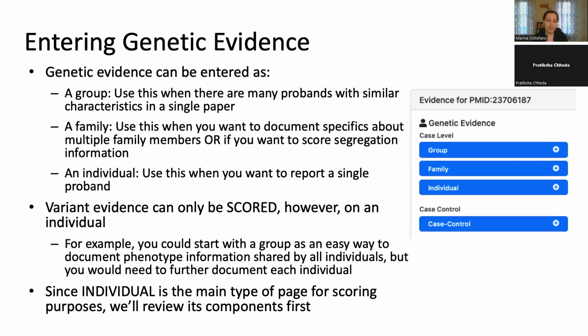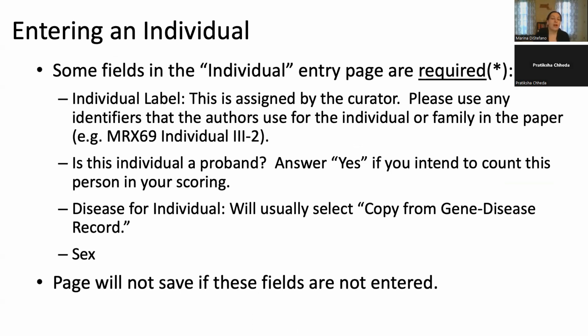Since individual is the main type of page for scoring purposes, we'll review its components first, because the other tabs have very similar information. So for entering an individual, some fields are required. So the label is required. And you really need to use identifiers that will help you remember what individual that was. And you also want to use identifiers that are different across papers, because if you label everyone individual one in one paper, individual one in another paper, individual one in a third paper, the interface will group them all incorrectly and try to score them together, and it throws an error.